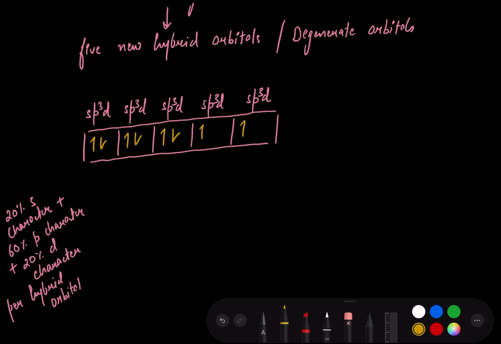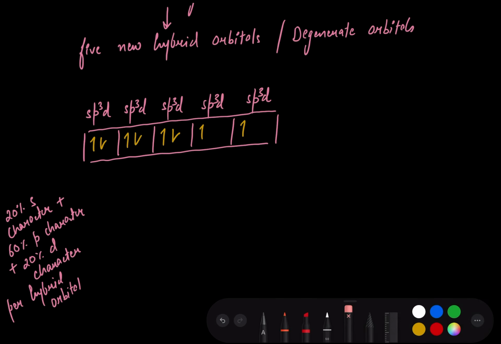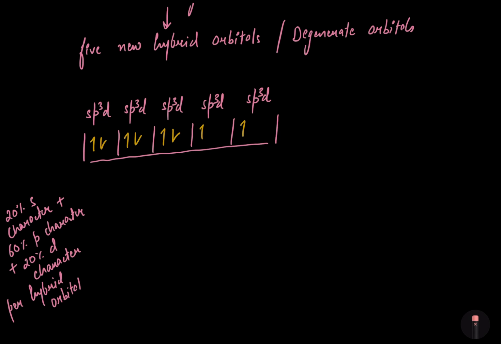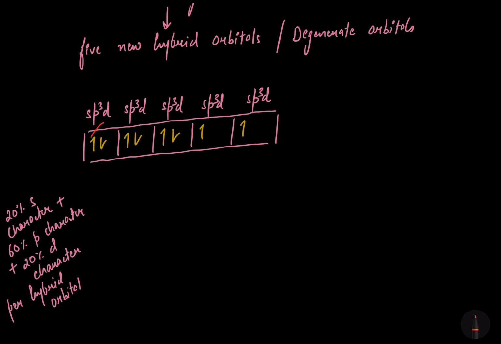So firstly, whenever any hybrid orbital is having 2 electrons, that is regarded as a lone pair. So the first sp3d hybrid orbital is having a total of 2 electrons. This will be taken as the lone pair.